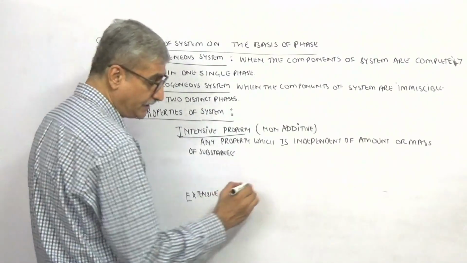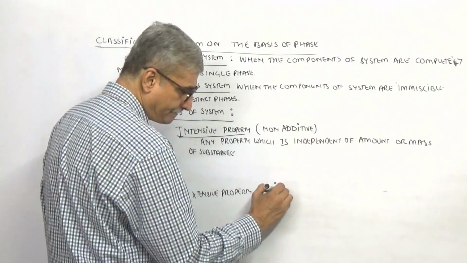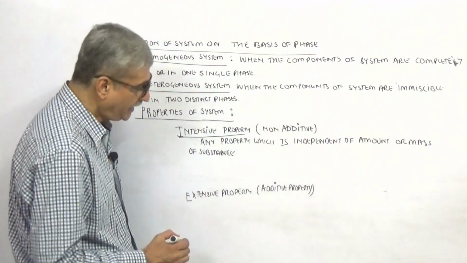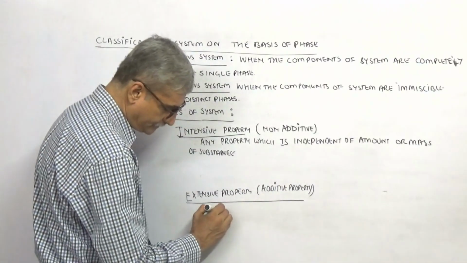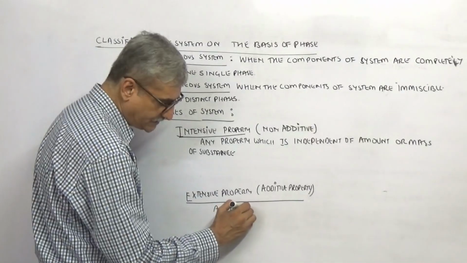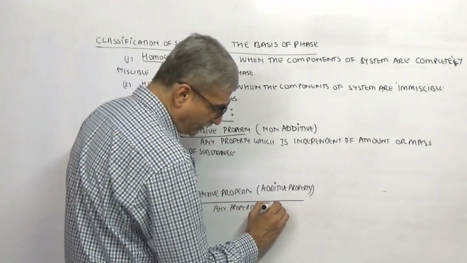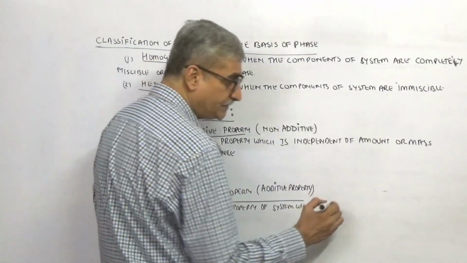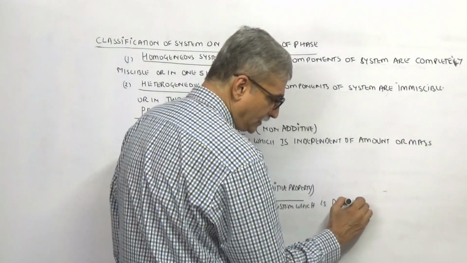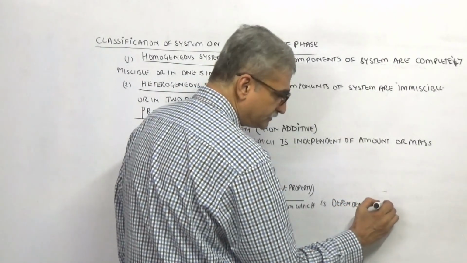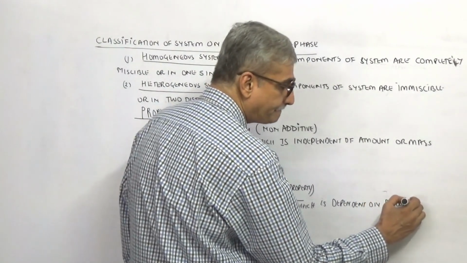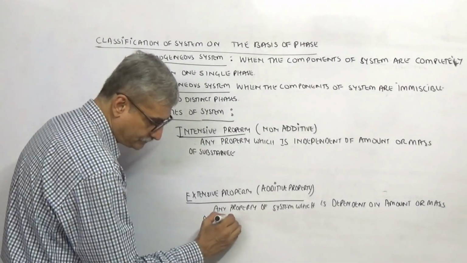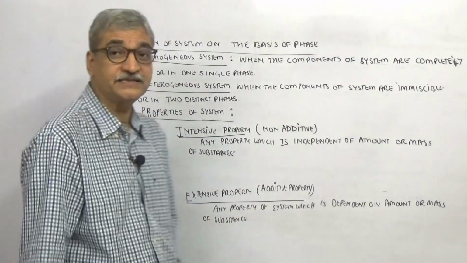So what is extensive property? It is an additive property. So what is an additive property? Any property of a system which is dependent on the amount or mass of substance will be an extensive property.